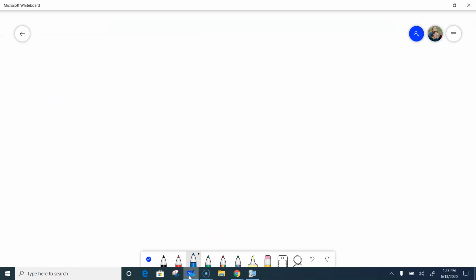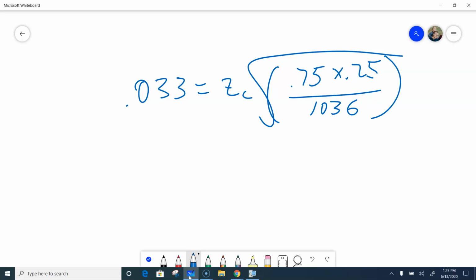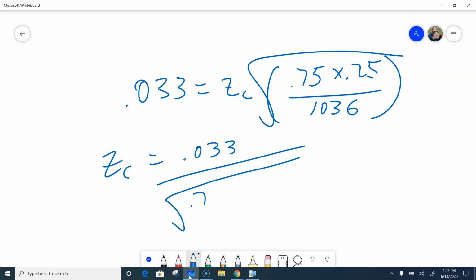So we have our margin of error, 0.033, and we know that's equal to this z critical value times our standard error, which is the square root of 0.75, our p hat, times 0.25, 1 minus p hat, divided by 1036. Okay, so that's our standard error. We'll just use some algebra here. z critical is going to be equal to 0.033 divided by that, and we'll just lean on the graphing calculator.